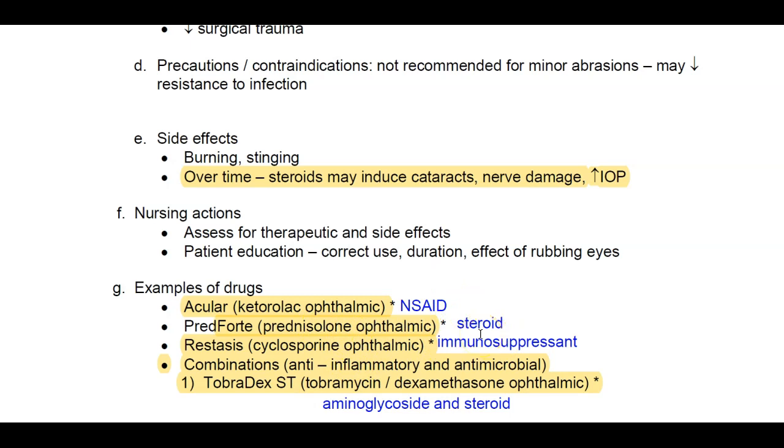Cyclosporin ophthalmic is an immunosuppressant that also helps with inflammation, and at times you may see combination drugs, which are a combination of anti-inflammatory and antimicrobial. So an example of that is your tobramycin dexamethasone ophthalmic. So this medication is a combination of the aminoglycoside tobramycin and the steroid dexamethasone.